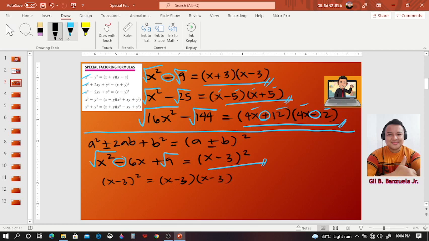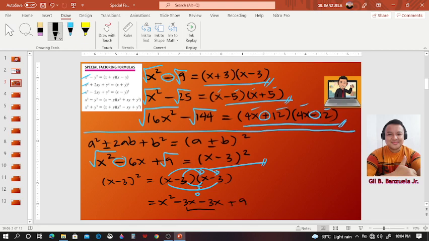And you do the FOIL method. Okay? So the product of the first terms, x times x, would be x squared. Alright? So the product of the outer terms, negative 3 multiplied by x, would be negative 3x. And the product of the inner terms, alright, negative 3 multiplied by x, is equal to, again, negative 3x. Alright, and finally, the product of the last terms, negative 3 times negative 3, would be positive 9.